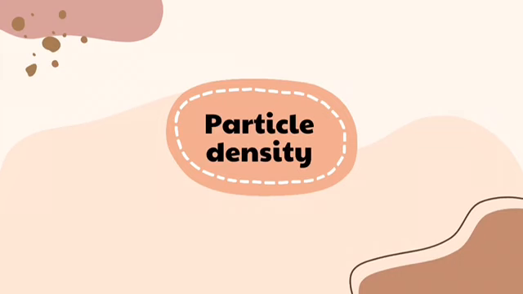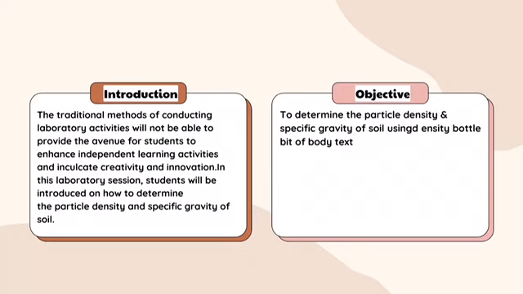Particle density. Introduction. In this laboratory session, students will be introduced to how to determine the particle density and specific gravity of soil. Objective. To determine the particle density and specific gravity of soil using a density bottle by adding palm boiler ash.